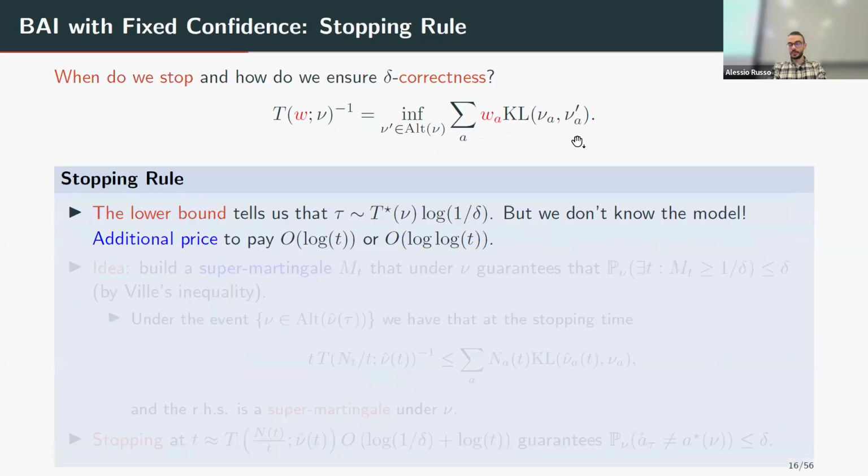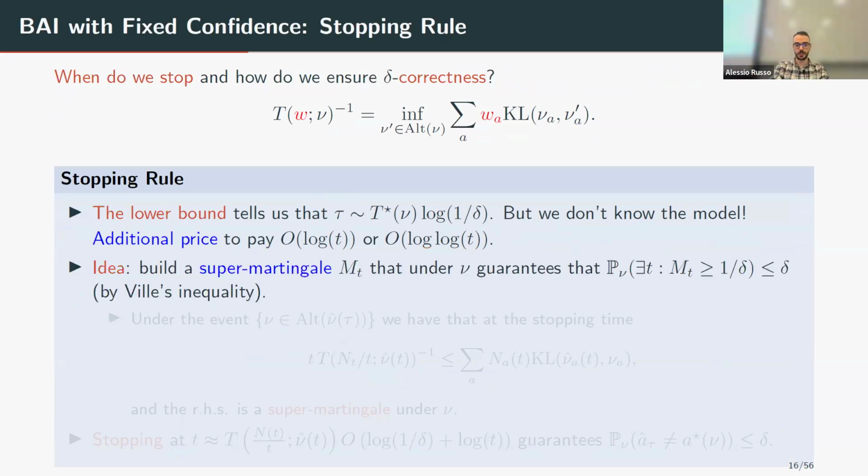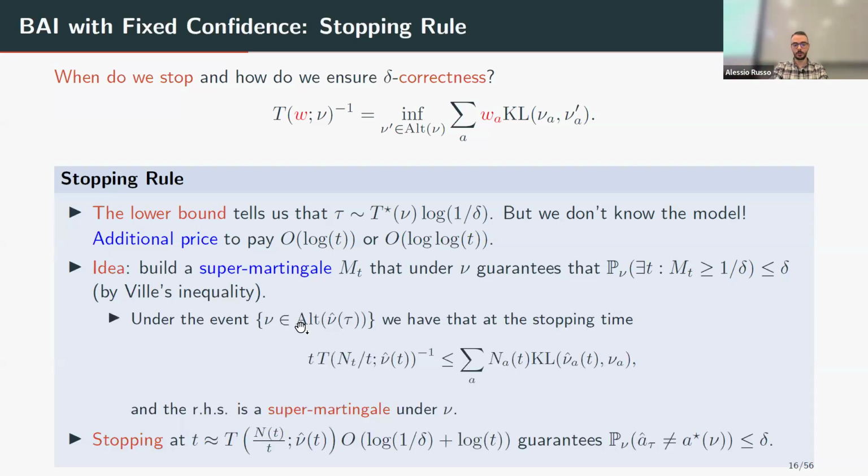The lower bound also tells us when to stop, because you should stop whenever you're close to T star log 1 over delta. But we don't know the model, so we need to pay an additional price that is usually logarithmic in T. And we also show that we can use Wald's inequality with an appropriate supermartingale to show that at the end, the stopping rule will be something like this.